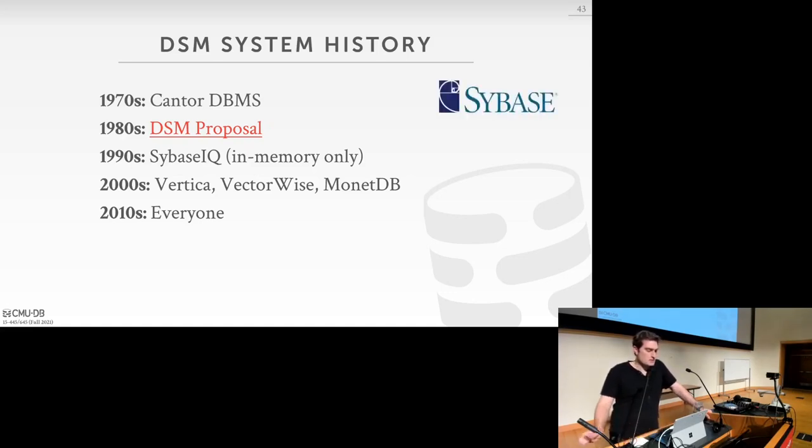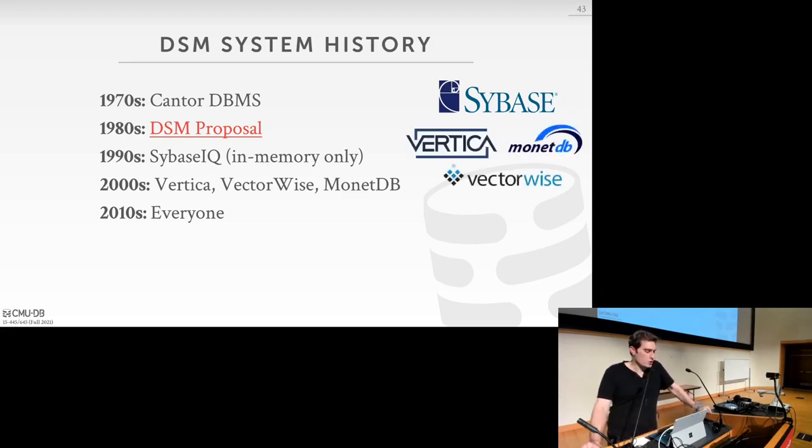In the 1990s, there's a product called Sybase IQ. It's an in-memory accelerator for the Sybase row store. I don't think it ever became that popular, but what they were doing was storing the data in memory in a columnar layout to accelerate certain types of queries. It really took off in the early to mid 2000s with these three systems: Vertica, VectorWise, and MonetDB. If you're interested, you should check them out.